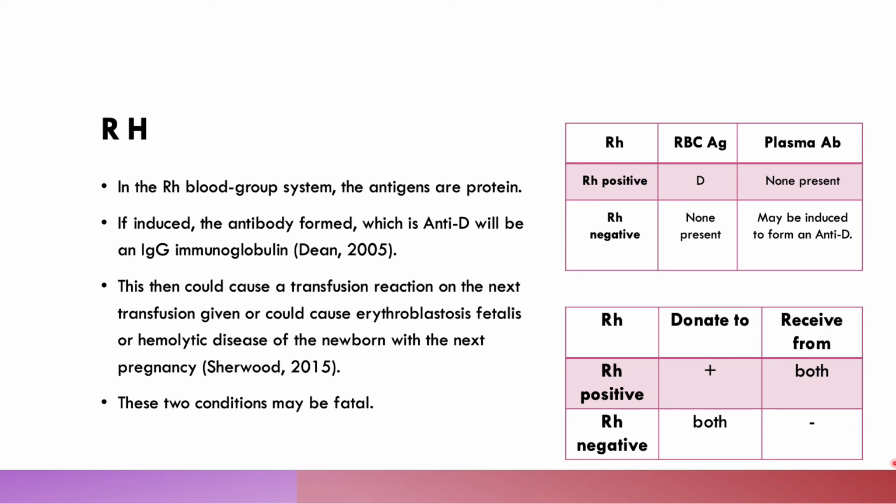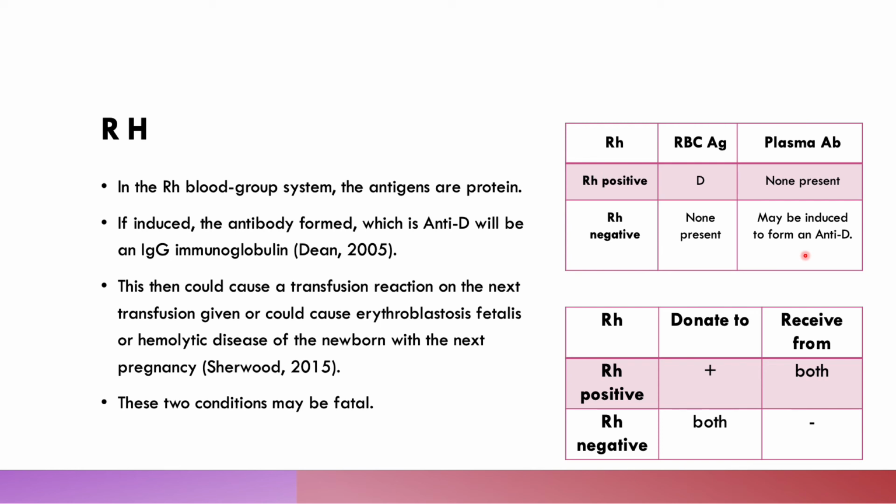RH. In the RH blood group system, the antigens are proteins. If induced, the antibody formed, which is anti-D, will be an IgG immunoglobulin. Now let's take a look at these charts before I continue with this information here. So if you are Rh positive, you do have what's called a D antigen, and you do not have an antibody present in the plasma. If you are Rh negative, then you do not have an antigen present. You may be induced to form an anti-D.